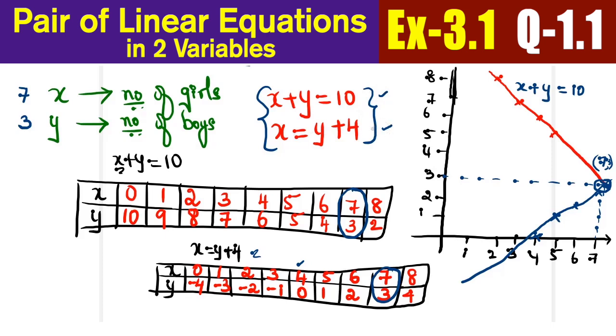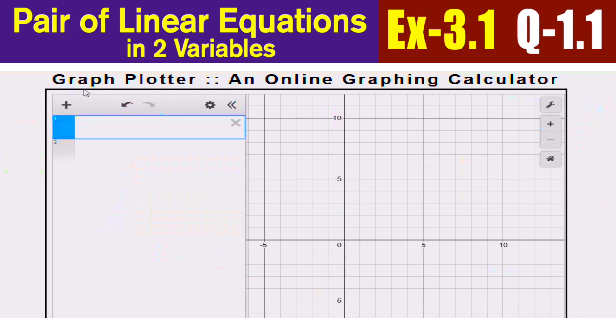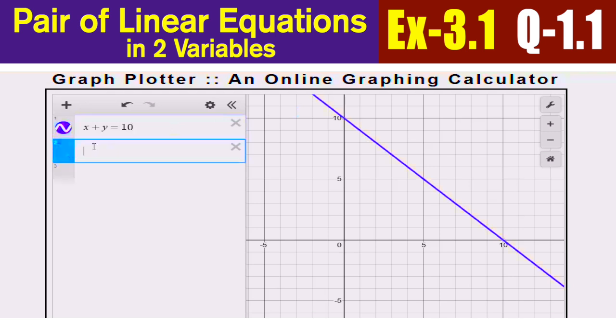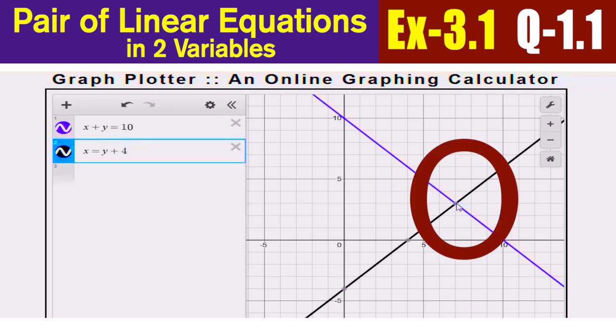Now let's go and look at the graph. This is a freehand drawing, so I'm using an online tool to show a neat graph. So this is x plus y is equal to 10. The line is plotted here. Now let's plot the second line, which is x is equal to y plus 4. So you see, these are the two lines, and let's see the point of intersection. The point of intersection is 7, 3, neatly done.